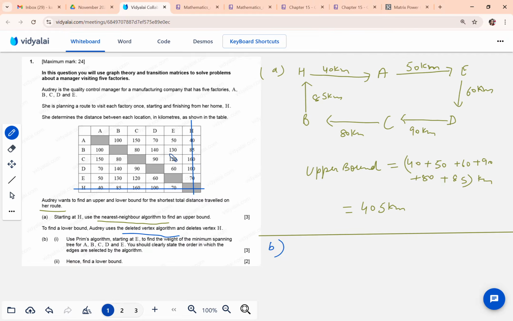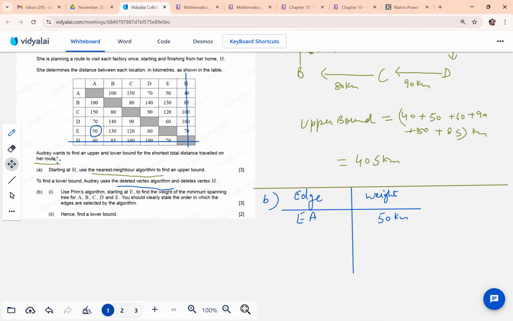We need to start from E. From E we need to see which is the nearest vertex. So E to A is the least distance, that is 50. So the first edge that we will take, let me write the edge here so that we have a proper sequence, and here the weight. So we'll take E to A, and the weight is 50 kilometers.